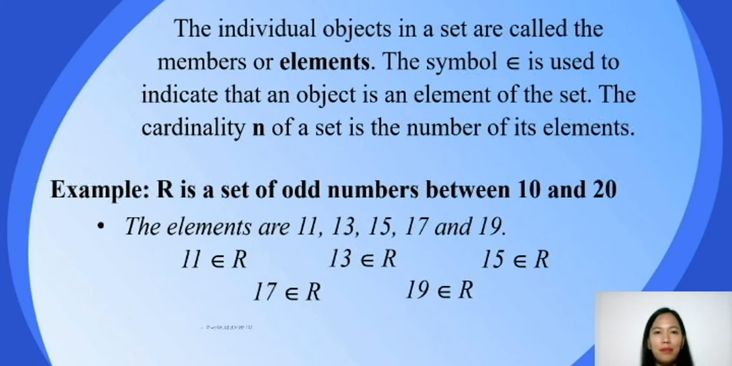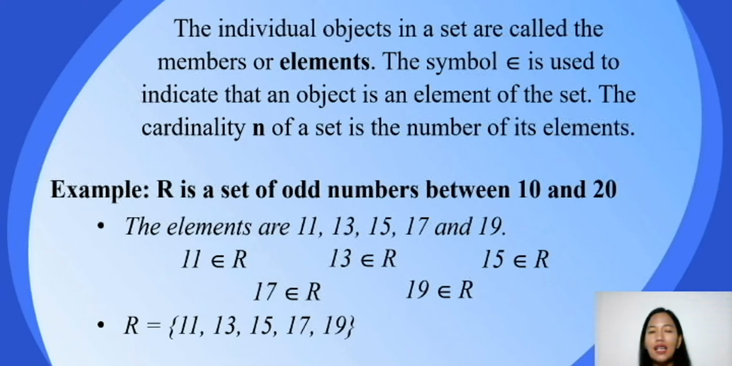This given set can be written as R equals 11, 13, 15, 17, and 19. To identify the cardinality of this set, what you are going to do is simply count how many elements there are in this set. So we have 11, 13, 15, 17, and 19. Therefore, there are 5 elements. So the cardinality of this set is 5.